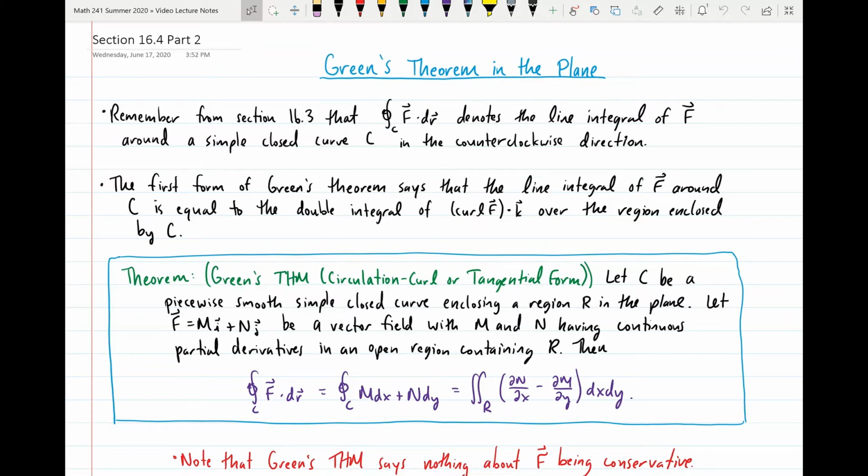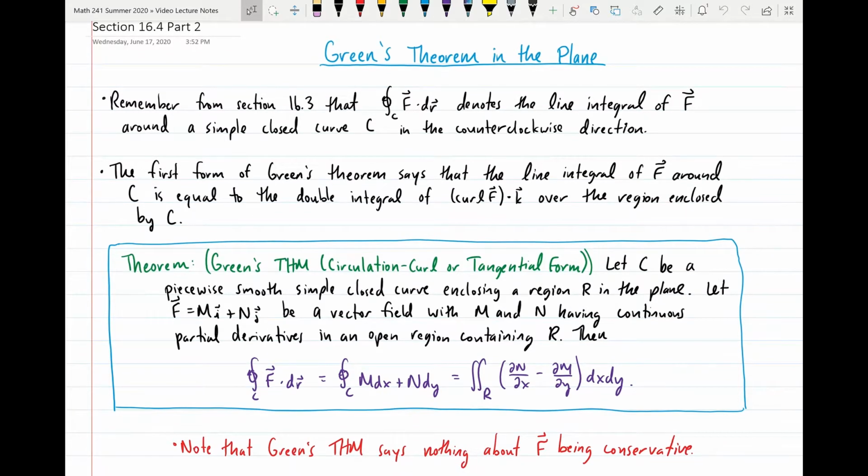Hello Calc 3 and welcome back to the last video for the course. This is the second half of section 16.4 and it is fitting that we will be covering one of the most well-known theorems in all of calculus, Green's theorem in the plane.